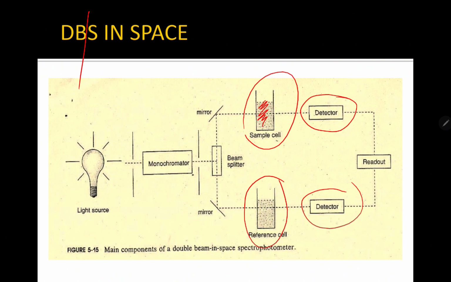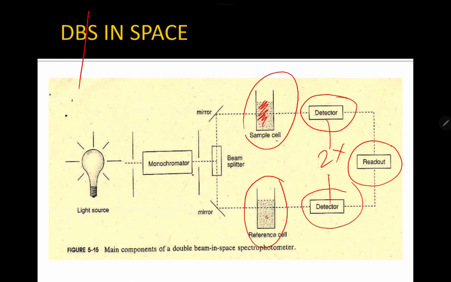Okay, so based on the picture, you can see that a major drawback of this type of instrument is the requirement of two detectors, which makes the instrument more expensive. Remember that sample and reference are measured simultaneously, and the signal from the reference is subtracted from the sample signal. Then it will be read by a reader.